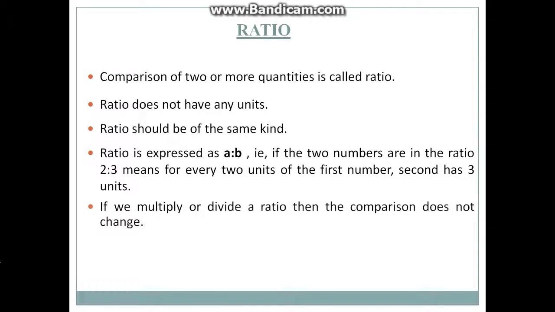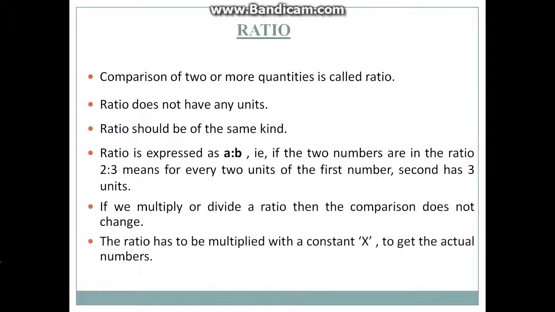If we multiply or divide a ratio, then the comparison does not change. For example, if we multiply the above ratio 2 is to 3 by 5, this becomes 10 and this becomes 15. So the comparison is still the same. If we cancel 10 and 15, since 5 is the common factor, we again get the ratio 2 is to 3. So if we multiply or divide by a number, the comparison never changes.